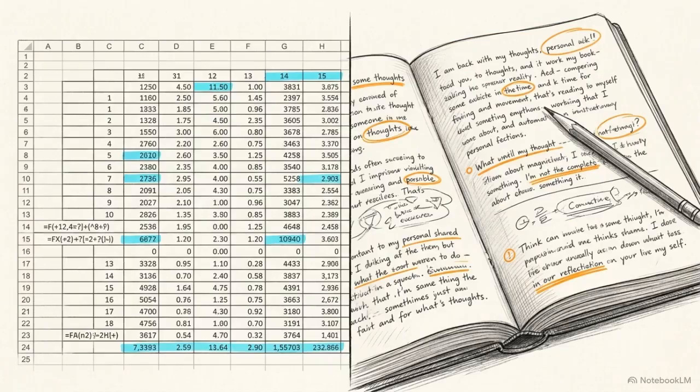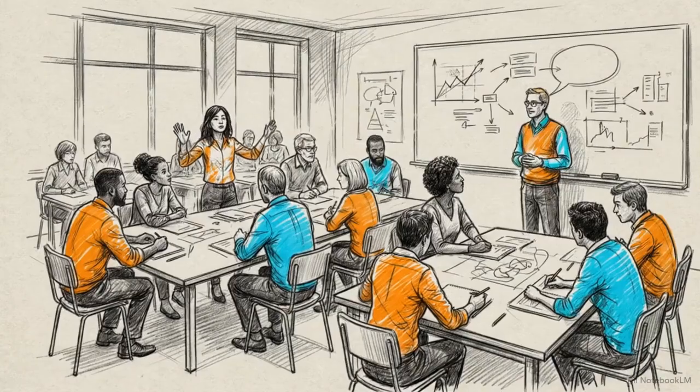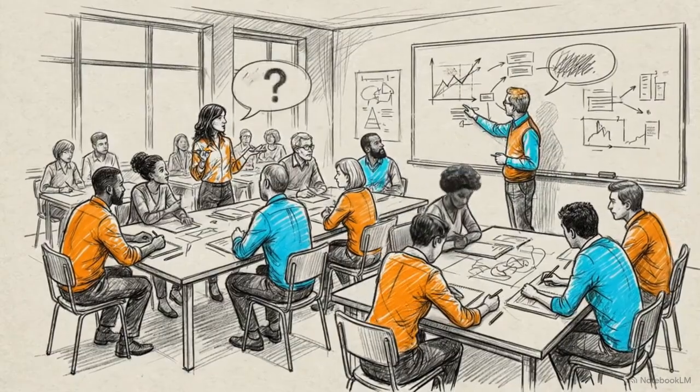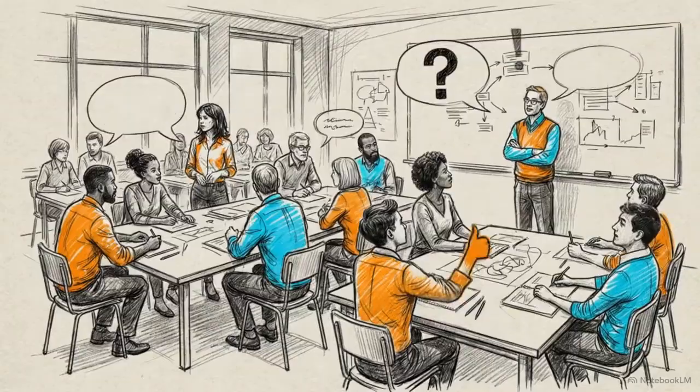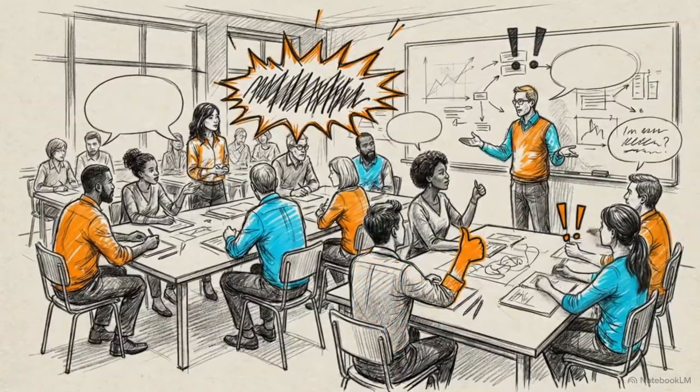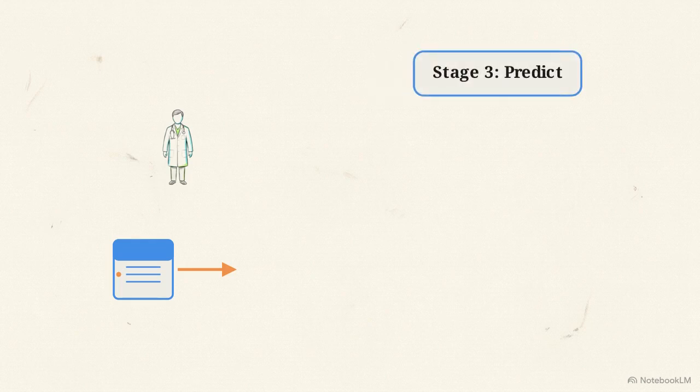We move from the hard, objective counts of the first stage into the nuanced, subjective reasoning of the second. Raw facts alone lack meaning. It takes this diagnostic step to transform evidence into a reasoned interpretation of the learning environment. Next, the doctor tells you what to expect over the coming days. In analytics, this is our third stage, predict.